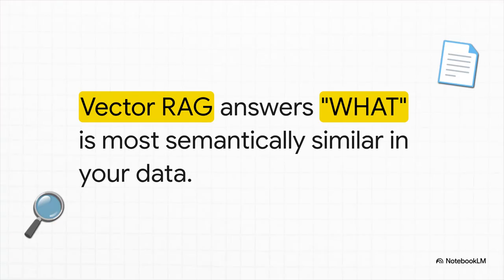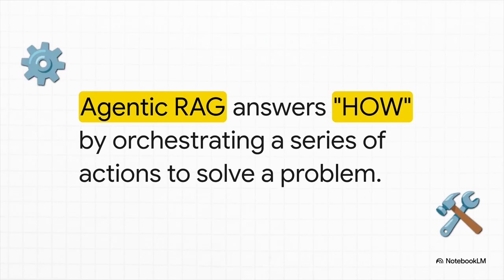Okay, let's break this down because it's the most important part. Your basic vector-based RAG, it is fantastic at answering what questions. What is our company policy on remote work? It just finds the chunk of text that sounds the most like your question. Agentic RAG takes it a huge step further. It's built to answer how questions. Like, how do I troubleshoot this network error? The agent can actually create a plan. It can look up error logs, check technical manuals, and run diagnostic tools to give you a step-by-step solution.